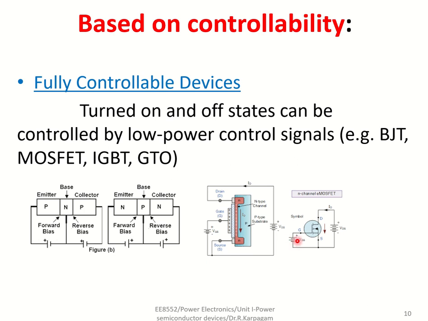Similarly, in case of MOSFET, the gate source voltage determines whether the device is conducting or not. To keep the MOSFET in on state, there must be sufficient gate source voltage. On removing the gate source voltage, the MOSFET is said to be in off state or open switch.